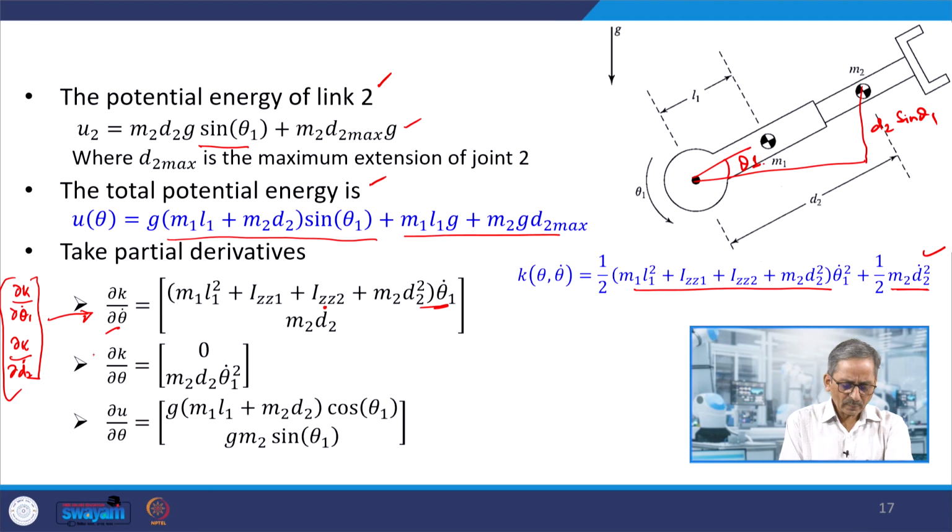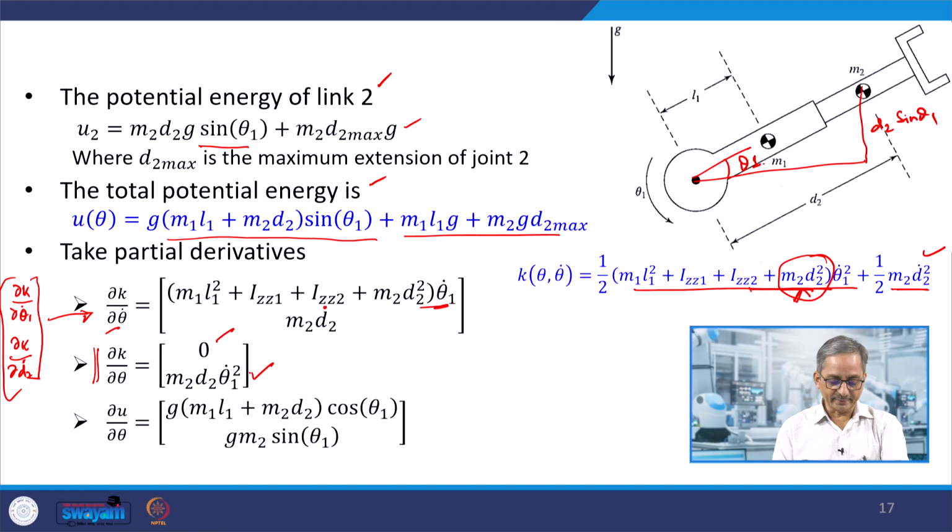Then I can evaluate del k by del theta. Here I do not have any term in theta in this expression, so this is going to be 0. And when I do del k by del d2, I have a term in d2 here, so this is what I am going to get: m2 d2 theta 1 dot square.